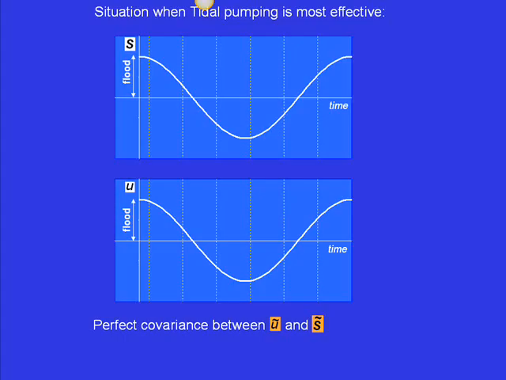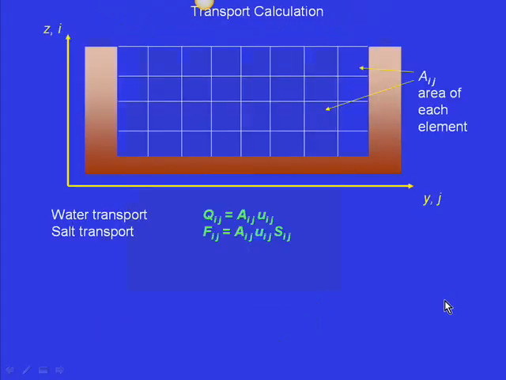So right now I'm just trying to introduce the tidal pumping effect. And so again, in this example, we have perfect covariance between the tidal oscillations of U and the tidal oscillations in salinity. So that's when you have the tidal pumping salt flux be effective. Okay, so again, this was to introduce the concept of tidal pumping.